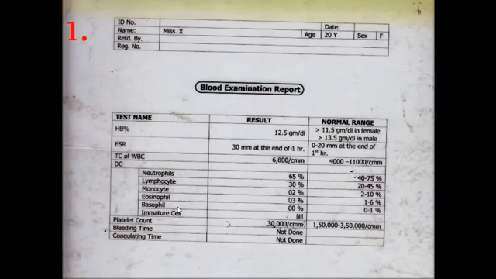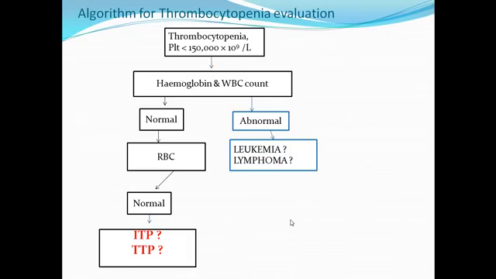So whenever we find a platelet count less than normal and all other counts are normal, no abnormality, then this is termed isolated thrombocytopenia. So whenever we find isolated thrombocytopenia, this may be a case of ITP, idiopathic thrombocytopenic purpura.